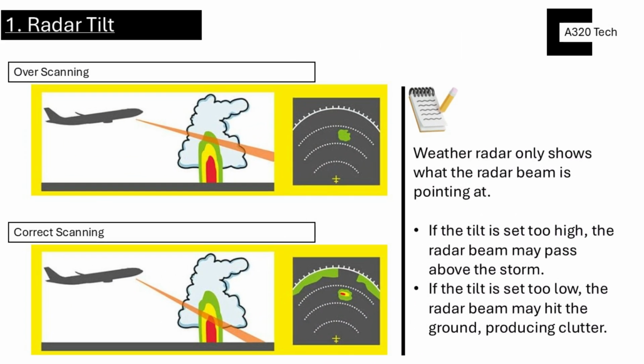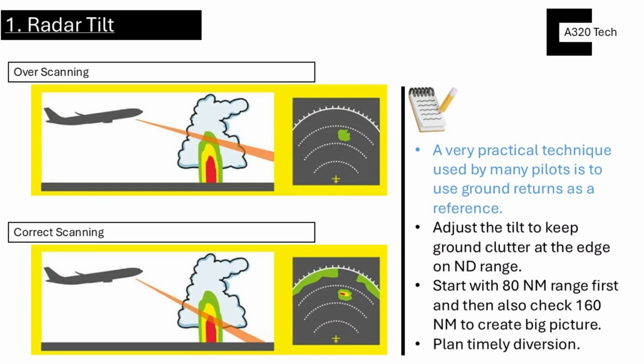Radar tilt. Weather radar only shows what the radar beam is pointing at. If the tilt is set too high, the radar beam may pass above the storm. If the tilt is set too low, the radar beam may hit the ground, producing clutter. So the correct technique is continuous tilt scanning. Many pilots think they need to remember different tilt values for different ranges, but in practice, that is not necessary.